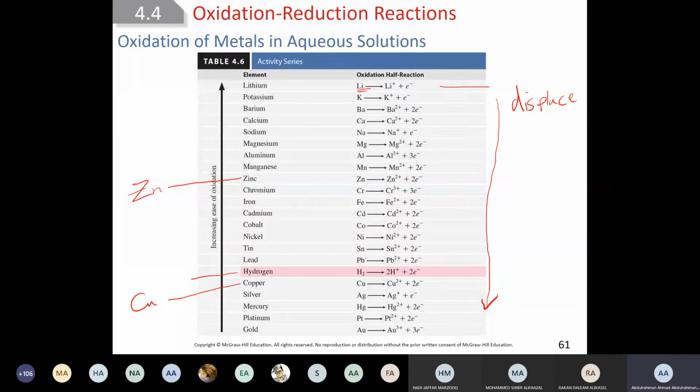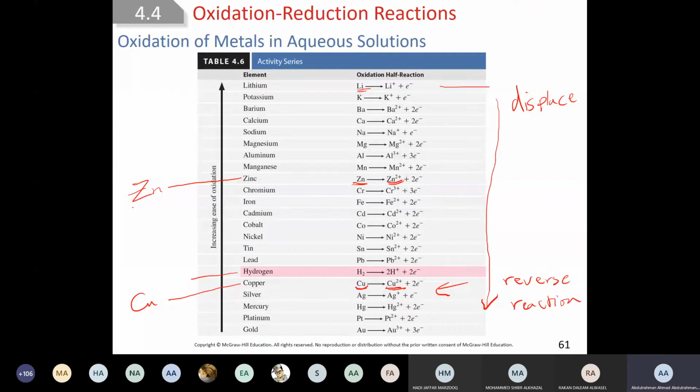So if you put zinc with copper ion, what do you mean by displacement? This means if you take this element as it is and put it with the ion of the other element, which is copper, the zinc will become an ion and the copper will go back to solid. This means the one at the bottom will be a reverse reaction.